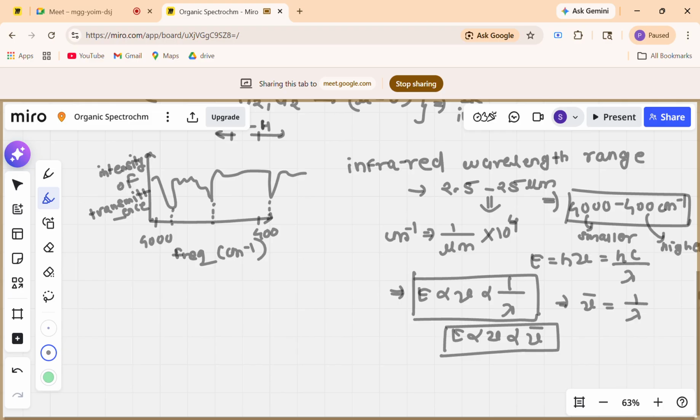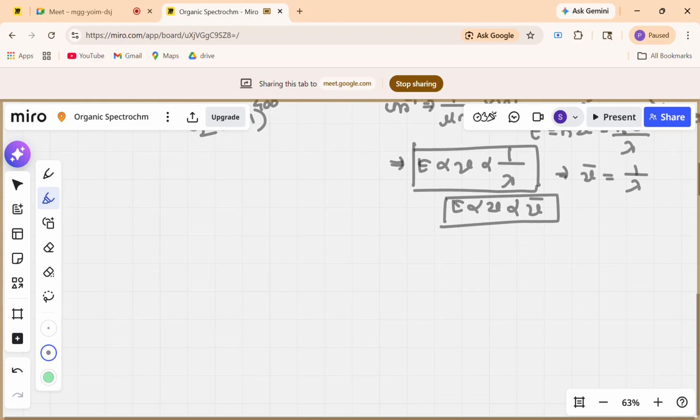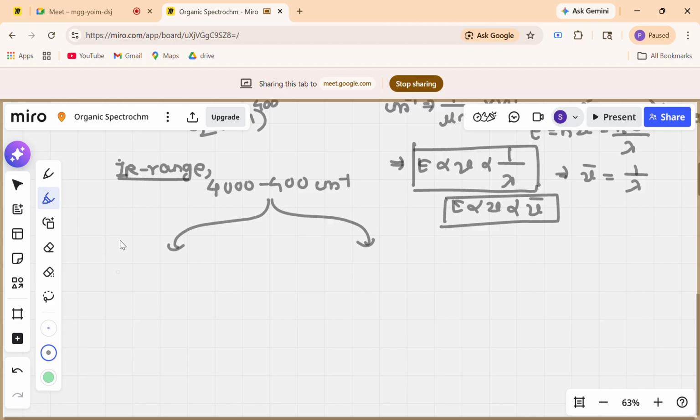Now, this range of infrared spectroscopy is divided into two regions. The IR range that we discussed, 4000 to 400 centimeter inverse, is divided into two regions. The first region is called your fingerprint region, and the second one is called your functional group region.